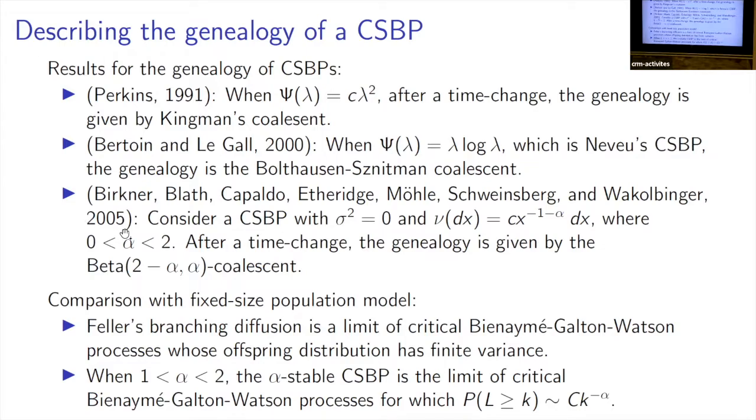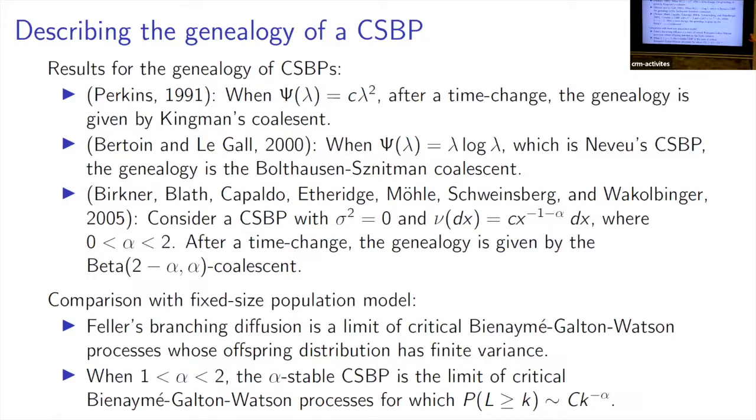there was this paper of 7 authors who showed that if the continuous state branching process has no Brownian motion component, and the density of the Lévy measure is proportional to x^{-1-alpha} for alpha between 0 and 2, then after a time change, the genealogy of the population is described by the beta coalescent with parameters 2 minus alpha and alpha. Notice that when alpha is equal to 1, the beta(2 minus alpha, alpha) distribution is the beta(1,1) distribution, which is uniform on [0,1]. And so we recover the result of Bertoin and Le Gall that the genealogy is given by the Bolthausen-Sznitman coalescent.